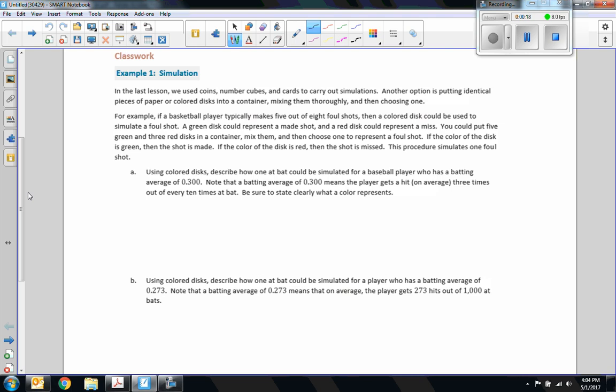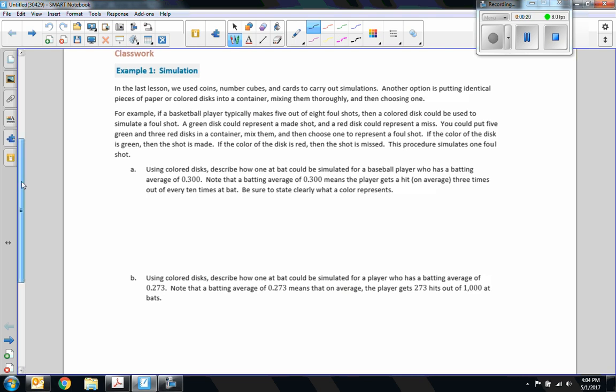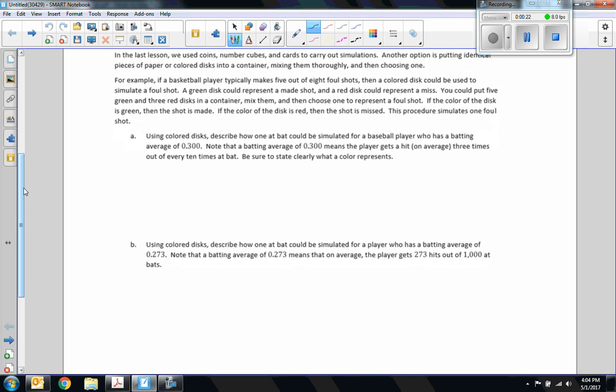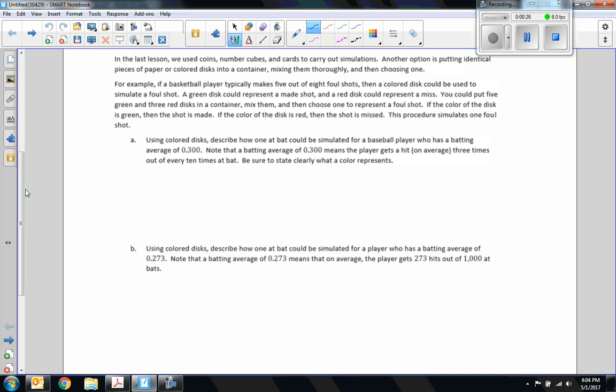Okay, here we go. Example one, simulation. In the last lesson, we used coins, number cubes, and cards to carry out simulations. Another option is putting identical pieces of paper or colored discs into a container, mixing them thoroughly, and choosing one. For example, if a basketball player typically makes 5 out of 8 foul shots, then a colored disc could be used to simulate a foul shot.